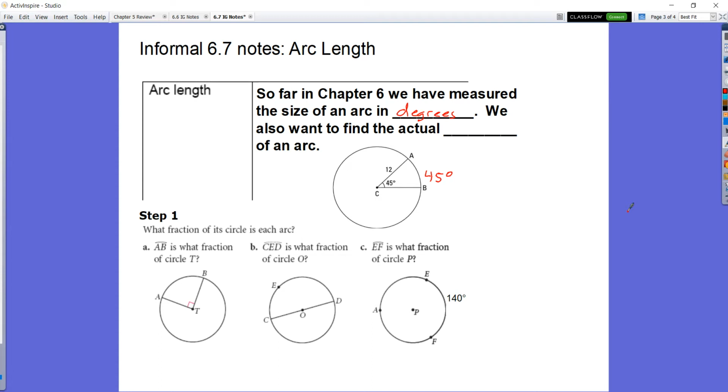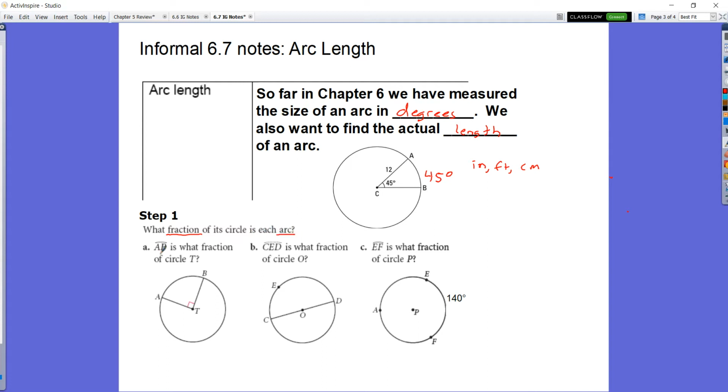What we also want to do is find the actual length of this arc. Okay, so we found circumference, we found the length around the circle. Now we want to find what the length of an actual arc would be. So like finding the length in inches, feet, centimeters, whatever that distance is. Okay, so that's what we're up to on our last lesson for chapter 6. So our first step is we got to find what fraction is the degrees of each arc.